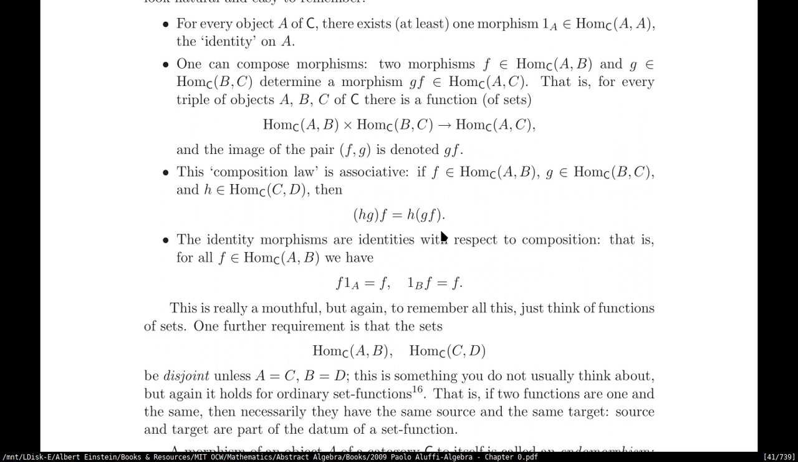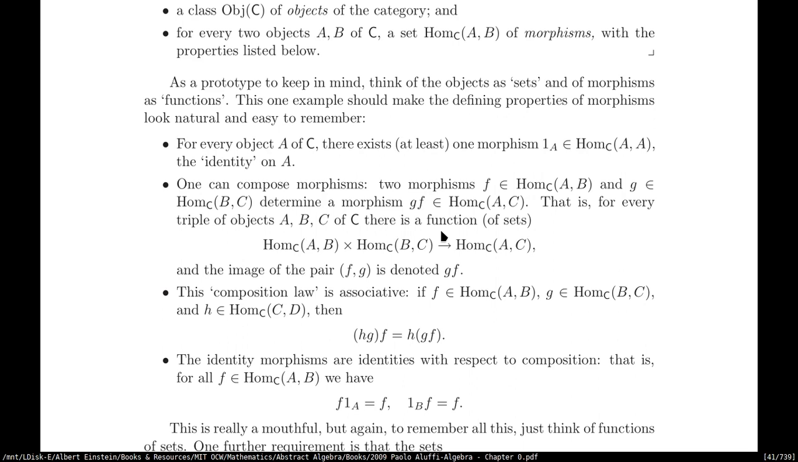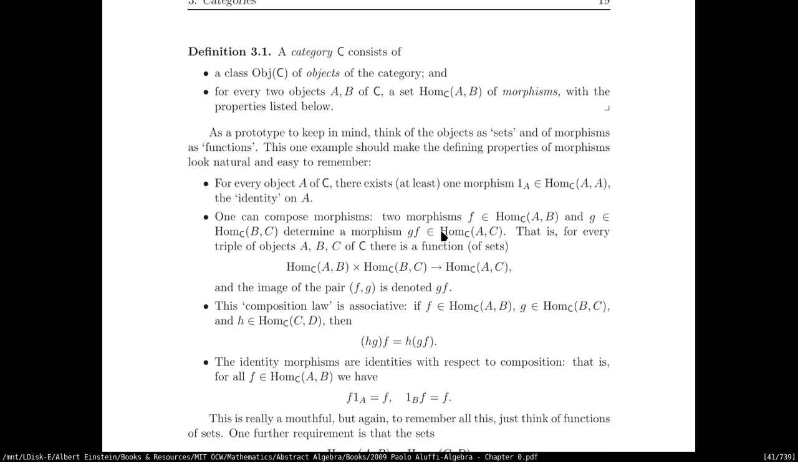The last axiom that needs to be satisfied is that the identity morphisms are identities with respect to composition. For all morphisms f from A to B, we have f composed with 1_A gives you f, and 1_B composed with f gives you f. So the way you compose the morphisms is dependent upon how you would have the identity. If you change how you compose the morphisms, you're going to have different identities. So that's the definition and what a category looks like.